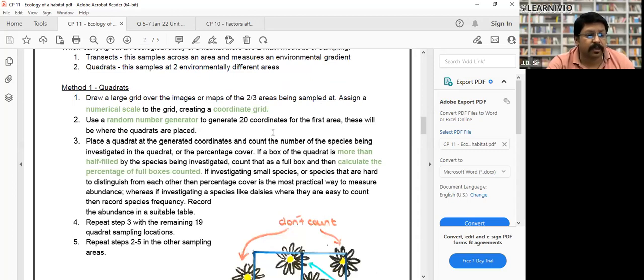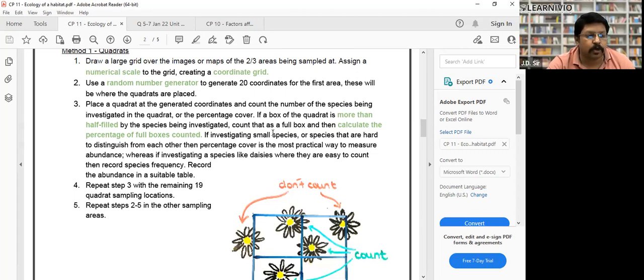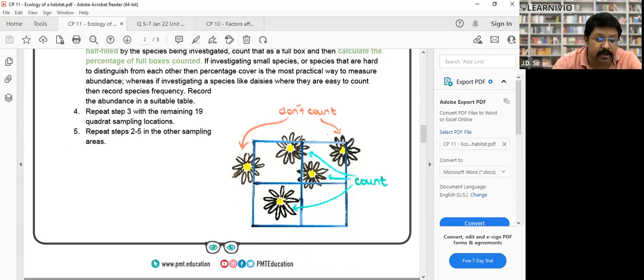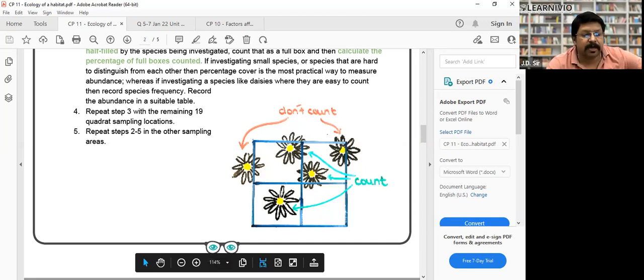Now suppose that we have taken 20 quadrats for sampling in 2/3 of the area. In every quadrat, suppose I have chosen 5 species. So we have to take the number of species per quadrat, and every species needs to be noted down, right? And they have shown that if almost all of the part, 75% of the part, is covered under the quadrat, only then will we include this species, or we won't include it. This is completely covered in the quadrat, this is 75% covered, this is almost 70% covered.